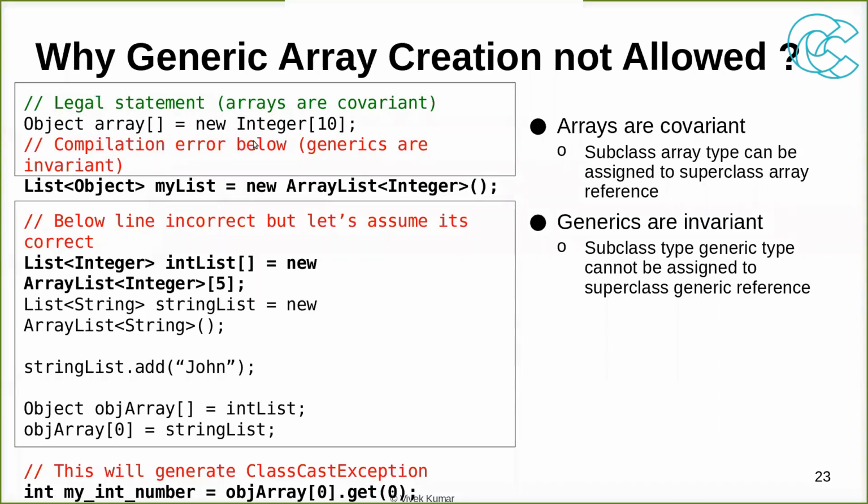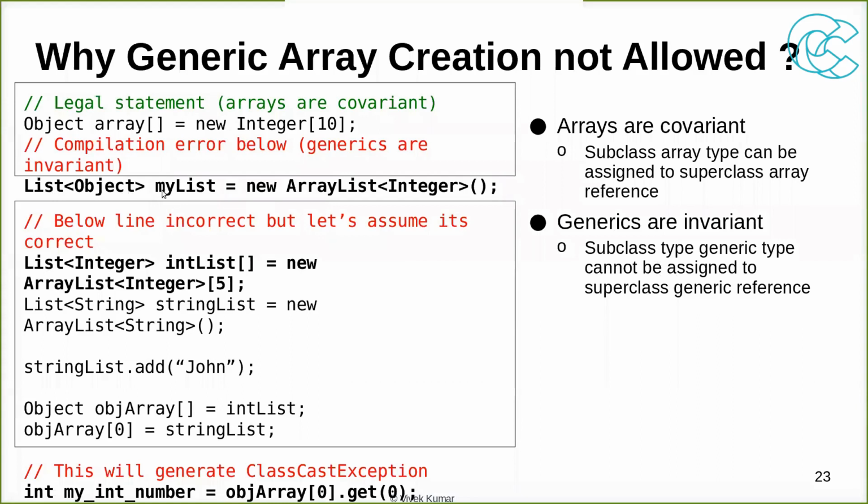Right, so this is allowed in general arrays, which is the case here. But if you take a generic array, that means there's a generic class and you are trying to create an array out of it. In this case, it's invariant, meaning you cannot assign a subclass type to a superclass type. Which is what is happening here.